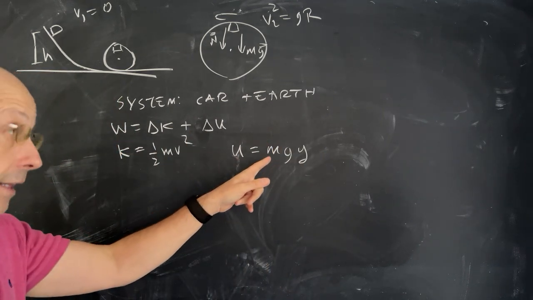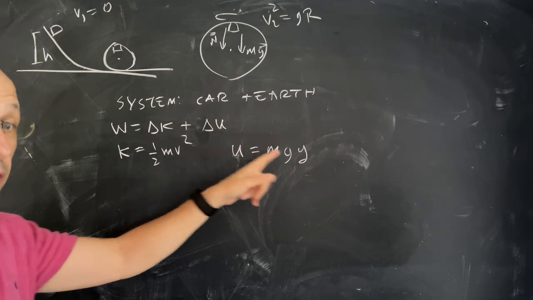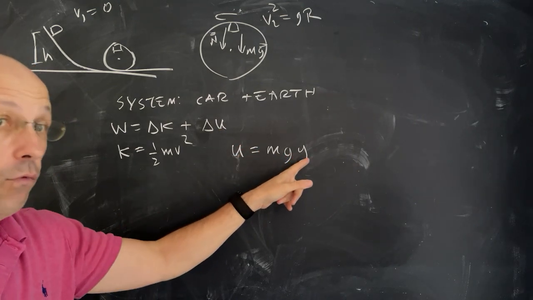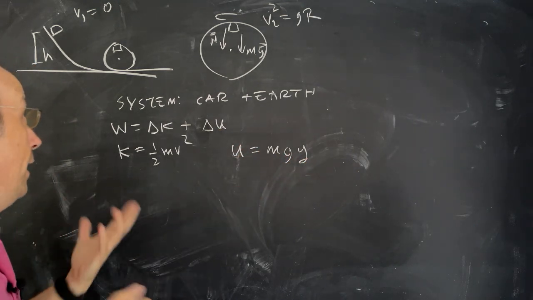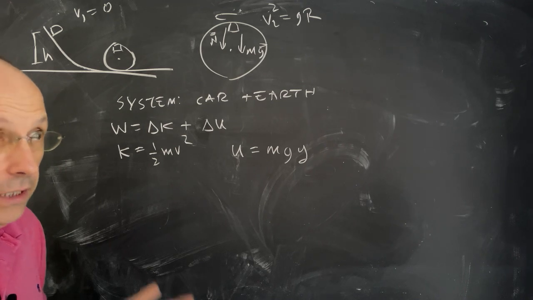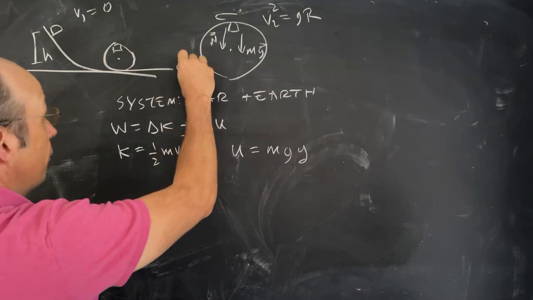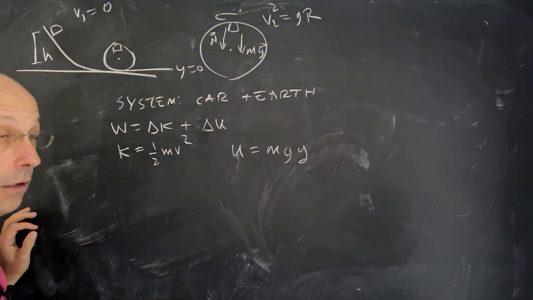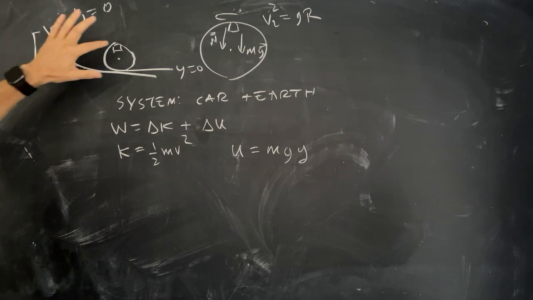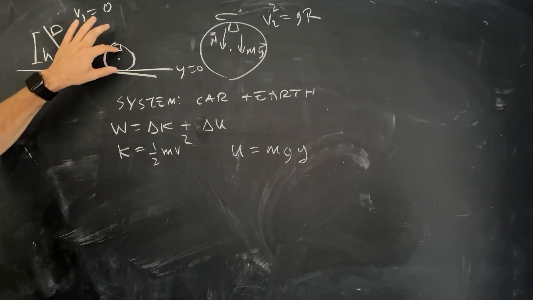I'm using mgy, and that's fine. I have a change in potentials. It doesn't really matter what the value of y is because it's a change in potential. I need to pick some place where the potential is 0 and just set it there. Of course, the obvious thing is to pick y equals 0 right down there. So now I can pick this position and that position as my 2 points.